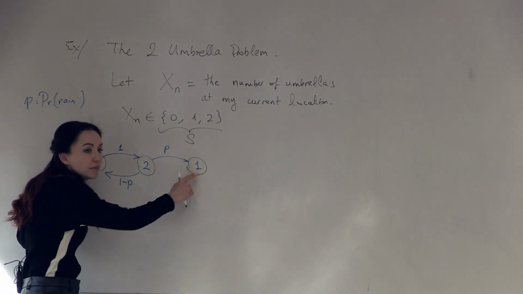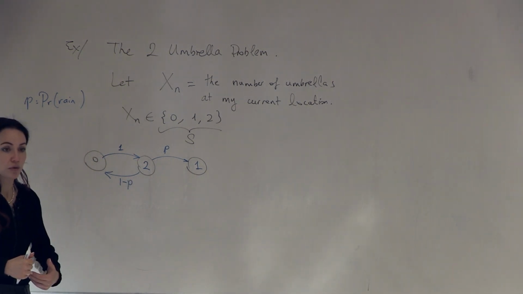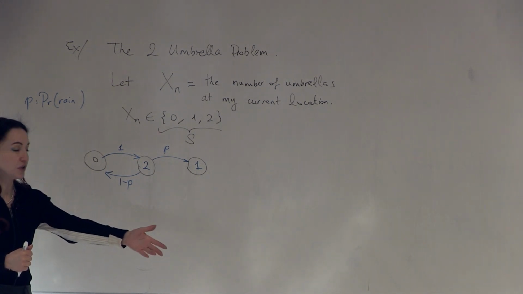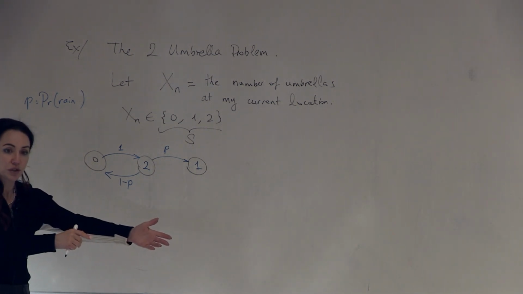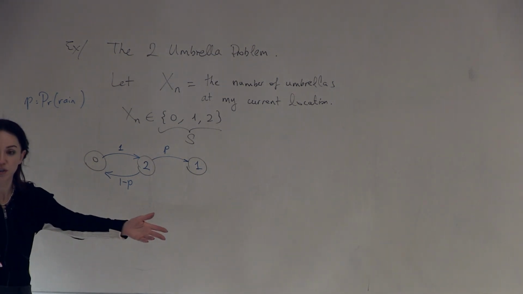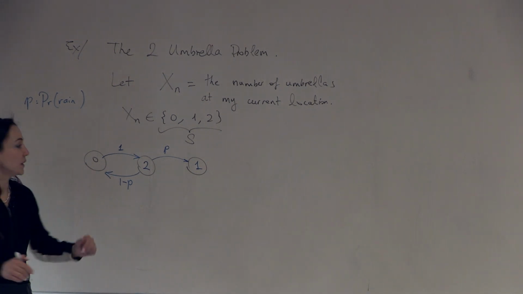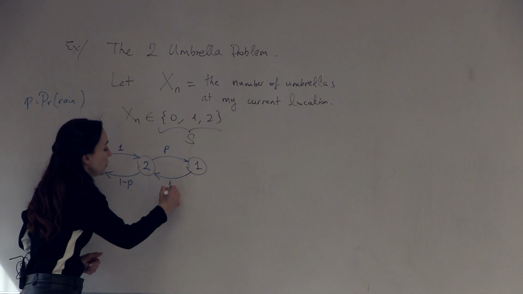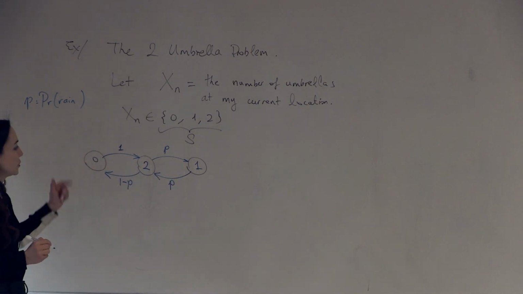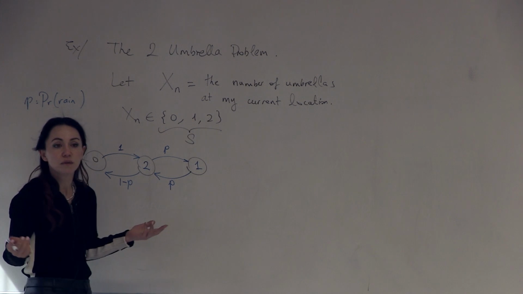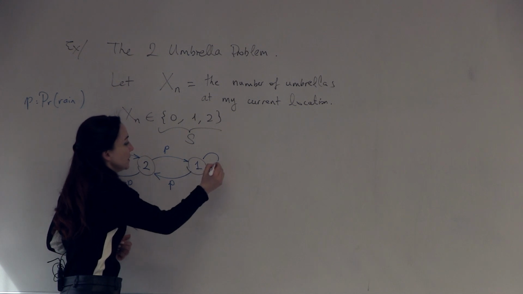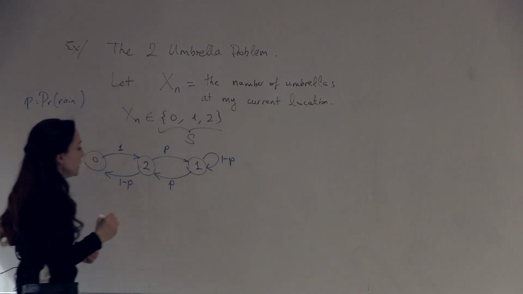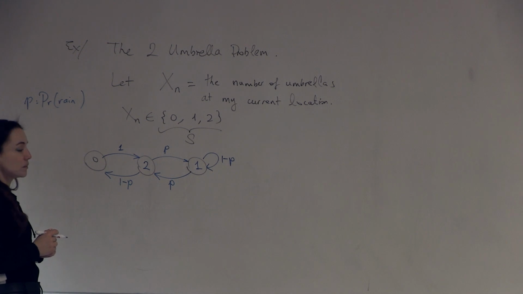If I'm in state 1, there is an umbrella at my location and another umbrella at the other location. Now, if it rains, I take my umbrella to that location. So what is the number of umbrellas in that location now? 2, right. So with probability p, the number of umbrellas in my next location is 2. What if it doesn't rain? You stay at state 1. So that is my Markov chain, very simple Markov chain for this problem.